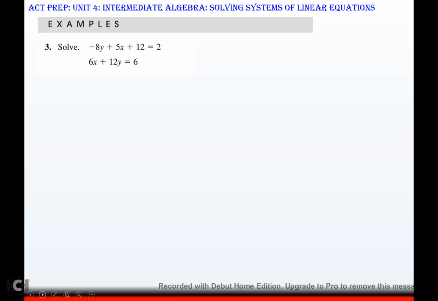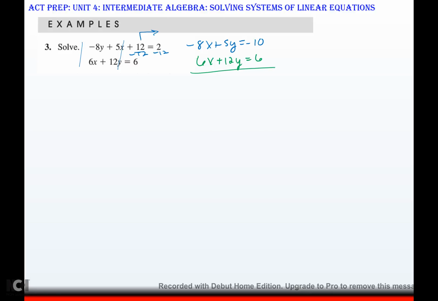Alright, so let's try this one. Now this one we've got a little bit of the x's line up, the y's line up, but you've got an extra constant here, which I need to move over. So I'm going to minus 12, which gives me negative 8x plus 5y equals negative 10. And my second equation then is in proper form, so that's 6x plus 12y equals 6.